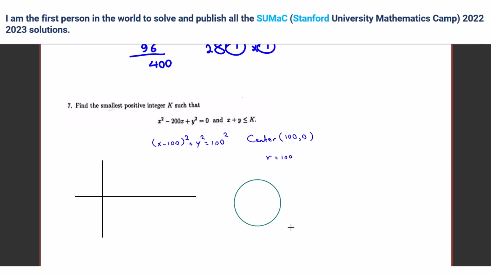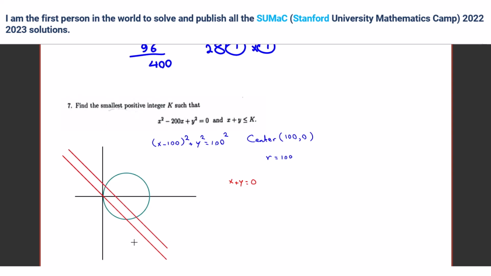x plus y is a line. Y is minus x, exactly. But we want to find the maximum of that, right? For example, look, x plus y equals 0 is this line, right? x plus y equals 1 is this line, right? We have answers for these things, but we want to find the maximum of x plus y.